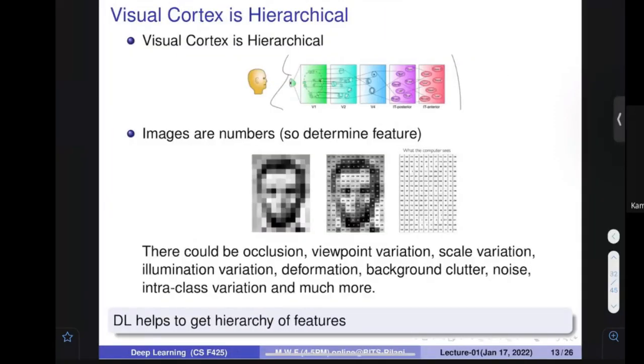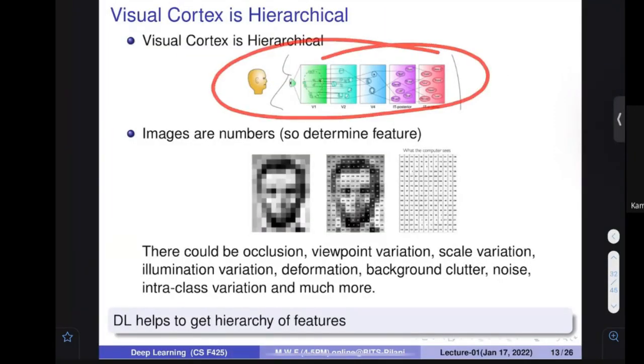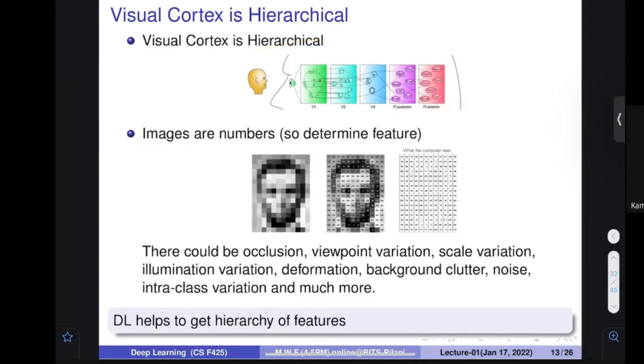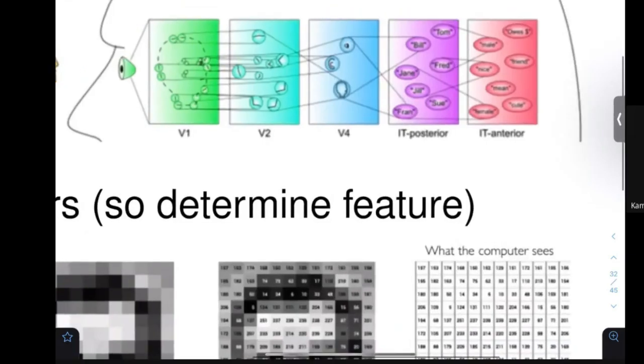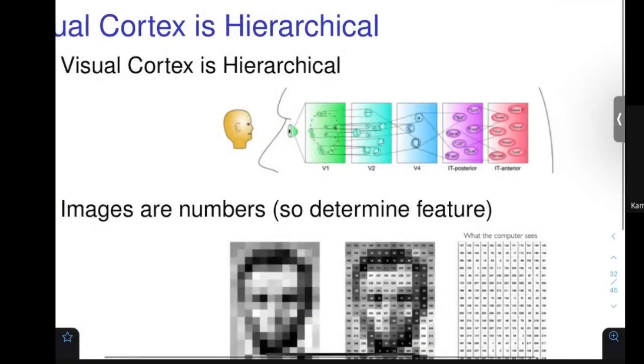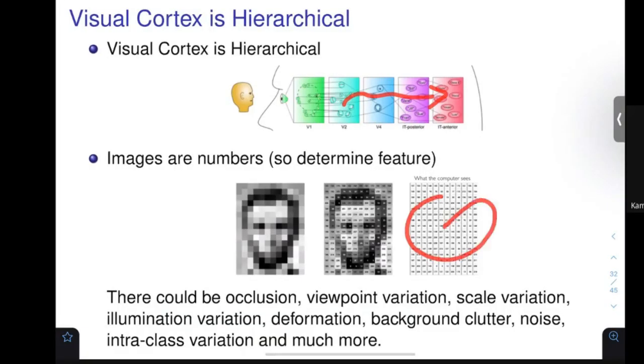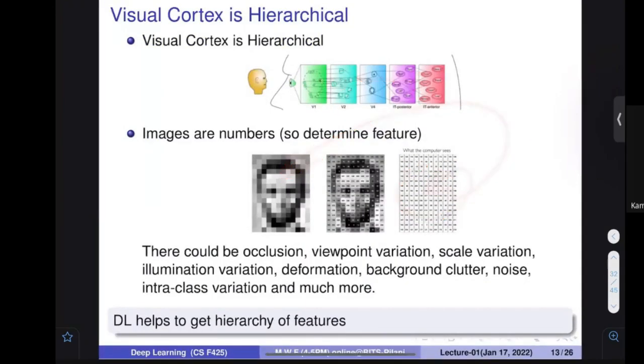The reason is that our human vision system is also kind of hierarchical, and these systems try to build hierarchical features. For example, when some object is in front of your eyes, take V1 features, then combine them into V2 features, then combine them into V4, IT posterior and IT anterior. So different hierarchies of features are constructed, and by seeing these they come up with an understanding of what the things over there are.